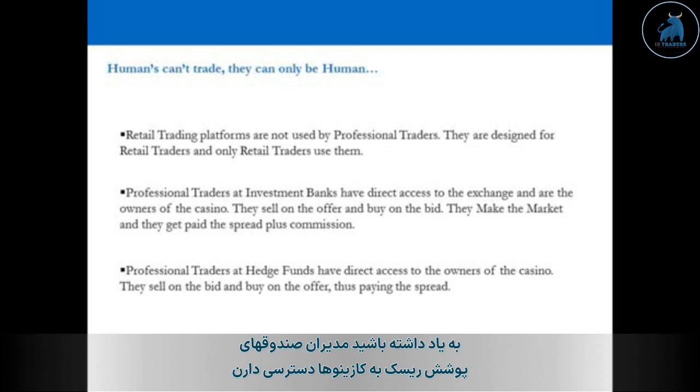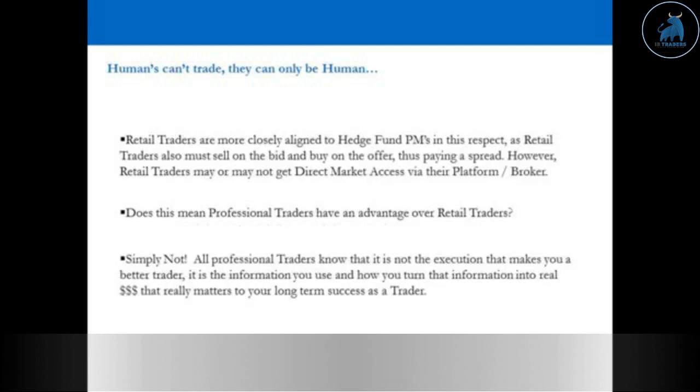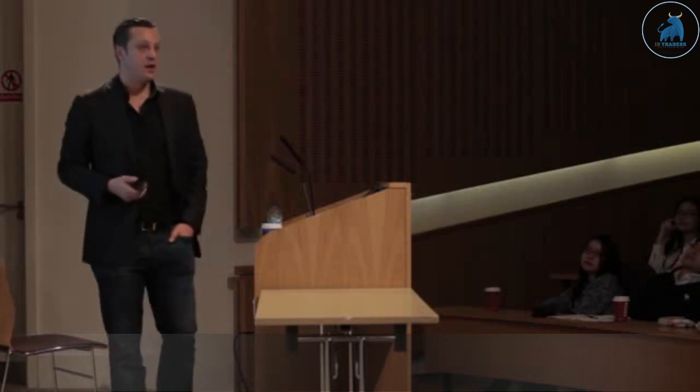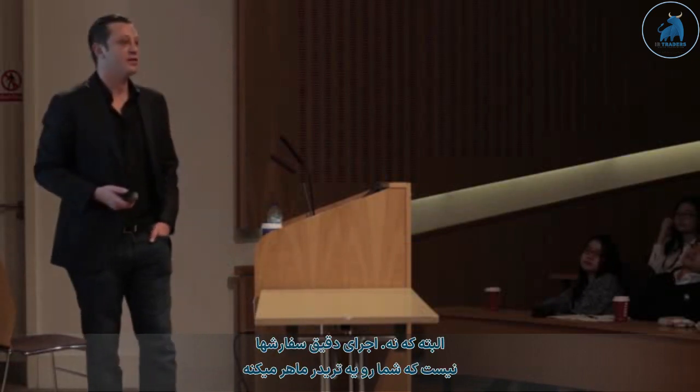Most importantly, these guys, the hedge fund managers, they have access to the casino. You guys don't. You're still trading through a broker that then goes to the exchange. So you've got to understand those parameters. So does it mean professional traders have an edge over retail traders? Does it mean they have an edge? Of course not. It's not the execution that makes you a good trader.